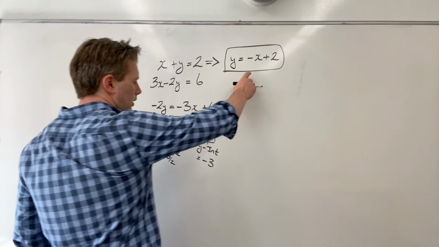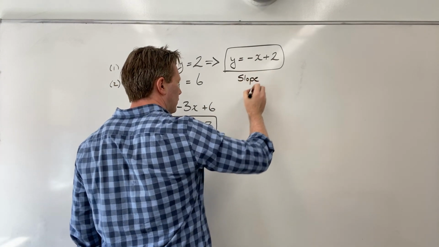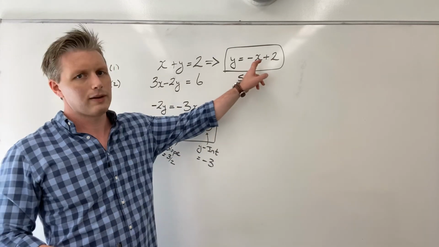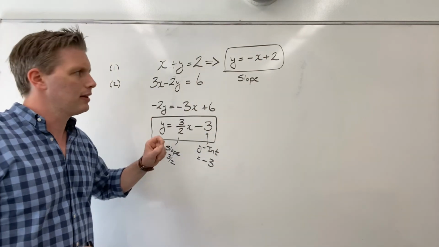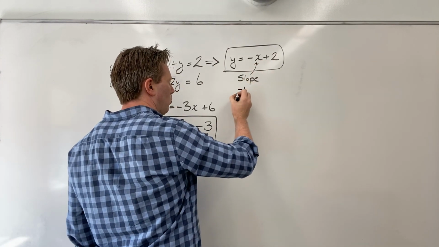Over here, my slope is, again, don't say that the slope is negative x. It is the coefficient that is on the x. In this case, that is, slope is minus 1.